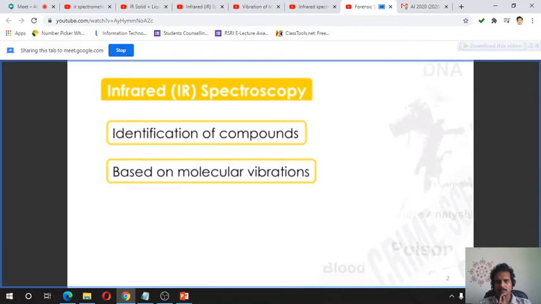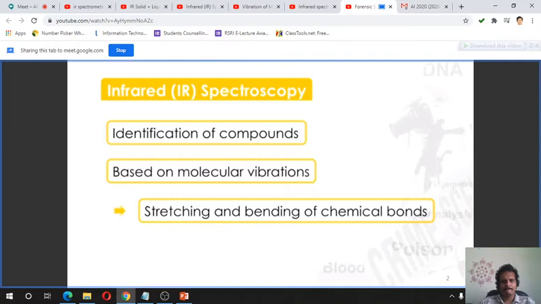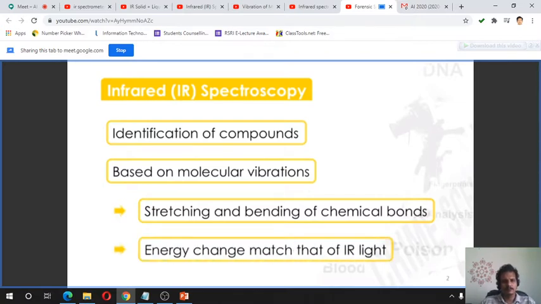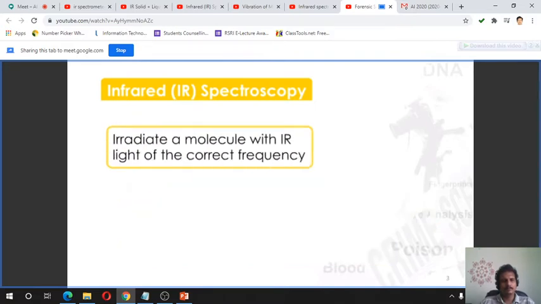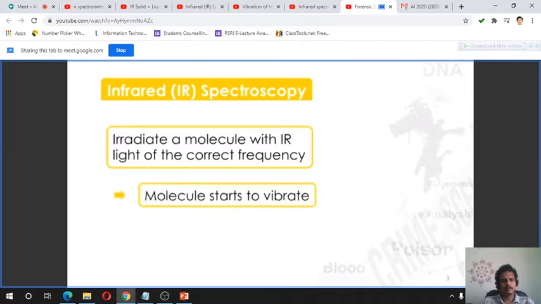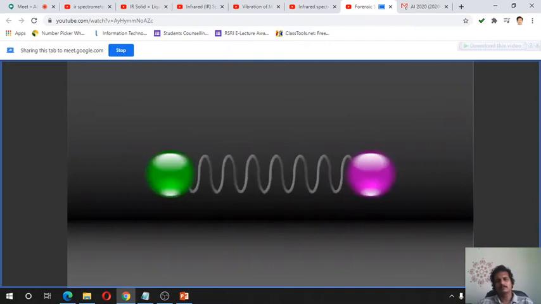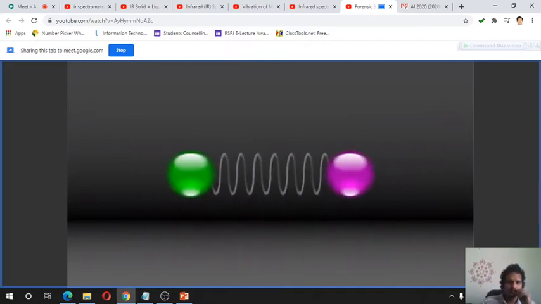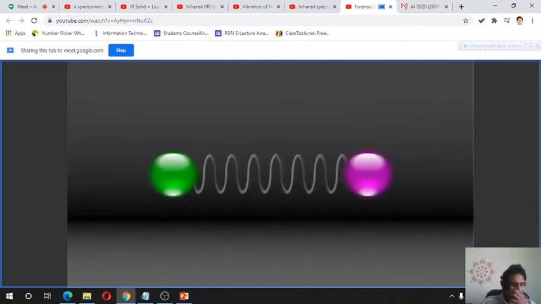are flexible. The bonds connecting the atoms, they stretch and they bend and they wobble. And the energy changes that correspond to all these movements match the energy of infrared light. So if you take a molecule and you irradiate it with infrared light of the correct frequency, then it will start to vibrate. And it's monitoring the absorbance of infrared light that is the basis of infrared spectroscopy.